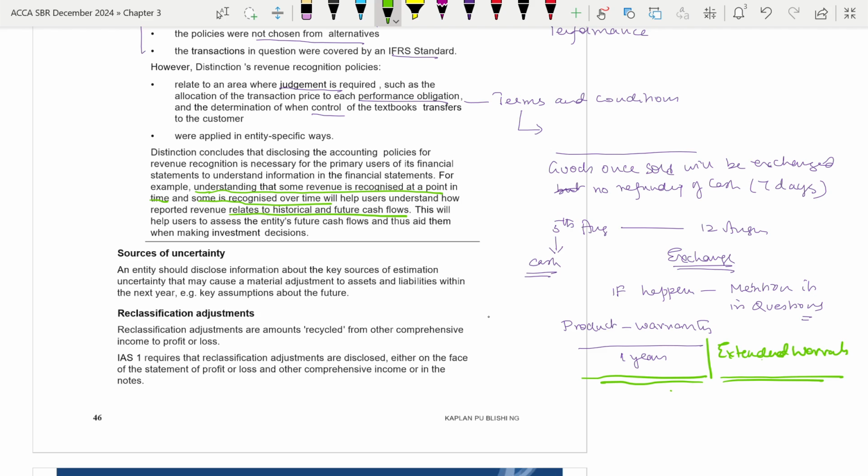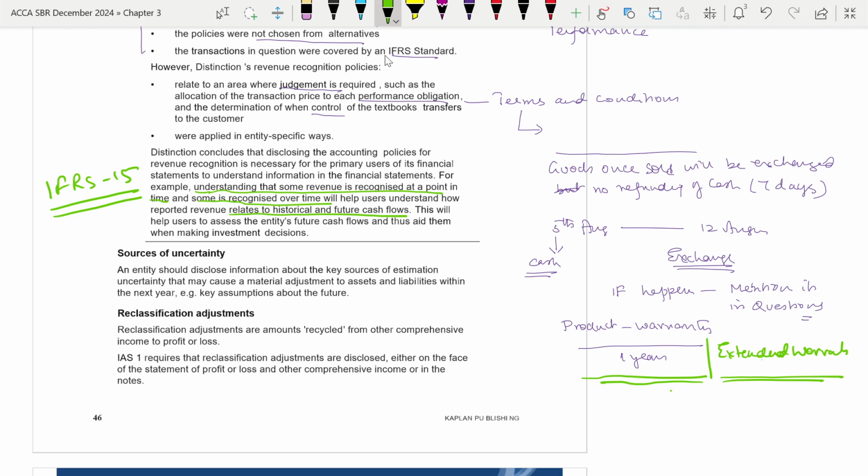Some revenue should be recognized now, some revenue belongs to the future. Why we are discussing this is that we should not mislead the investors, we should not mislead the users. Otherwise, this year income we are showing more, next year income we are showing less. This is why we are talking about revenue. Keep it in mind. We will learn so many interesting things when we cover IFRS 15. Exclusively one chapter is there on that.